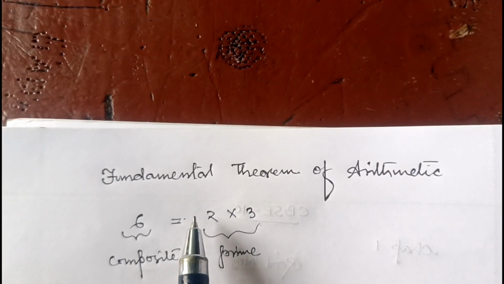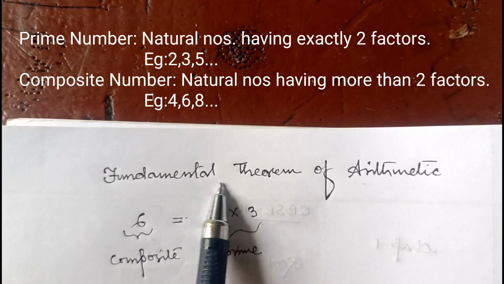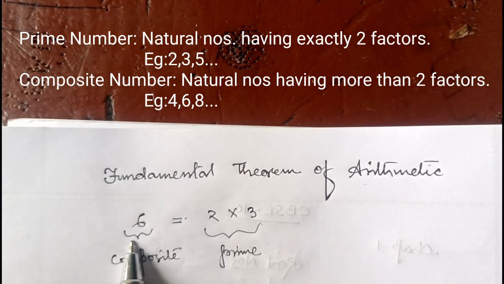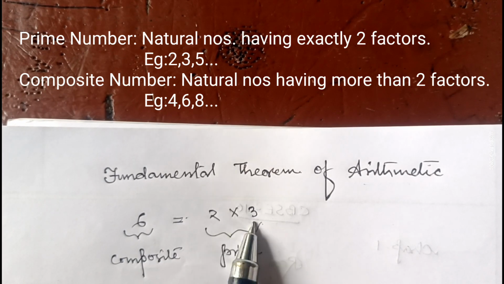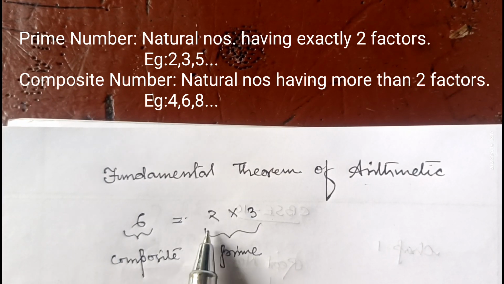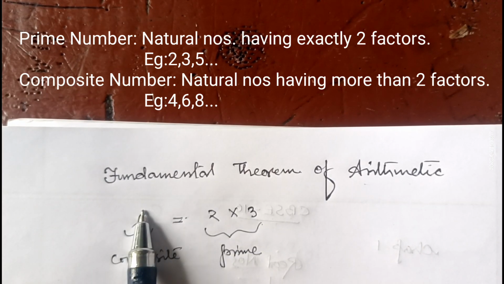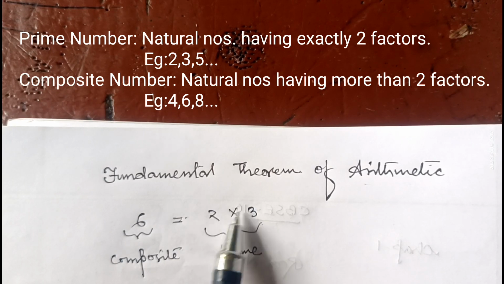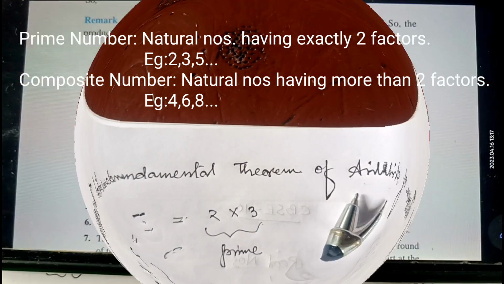In the next part of the syllabus, it is given fundamental theorem of arithmetic. According to this theorem, any composite number can be written as product of primes irrespective of the order in which they appear. So here 6 is a composite number, whereas 2 and 3, these two are prime numbers. So every composite number can be written as product of primes. This theorem is called fundamental theorem of arithmetic.